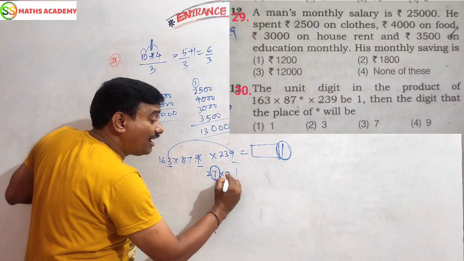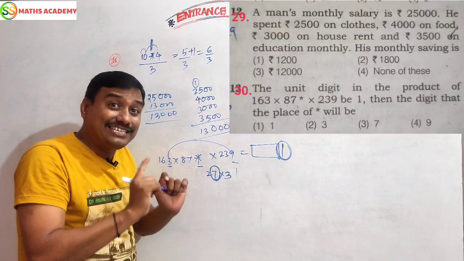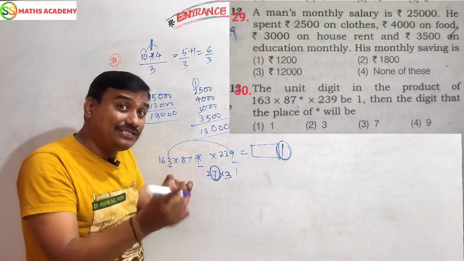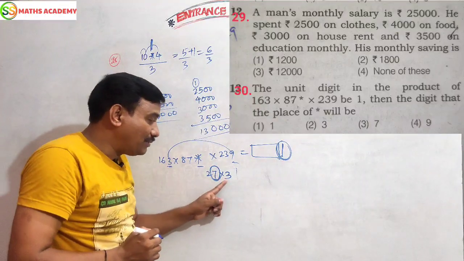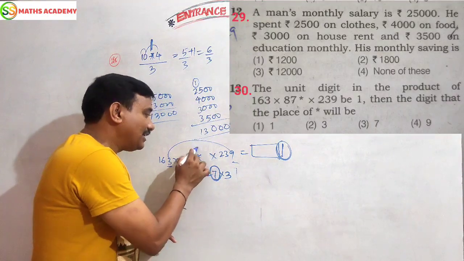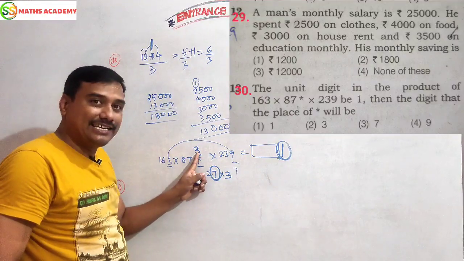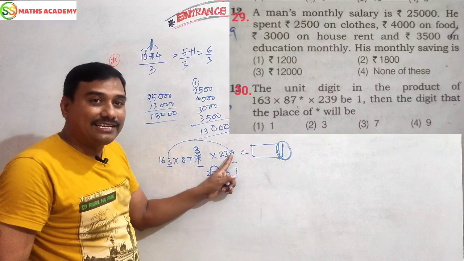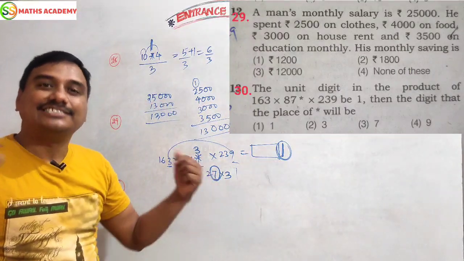7 times 3 is 21. In that, what is the unit digit? 1 is coming. So which number do we keep here? 3. Check it once again. 3 into 3 is 9, 9 into 9 is 81. Yes, it came. That's it, friends.